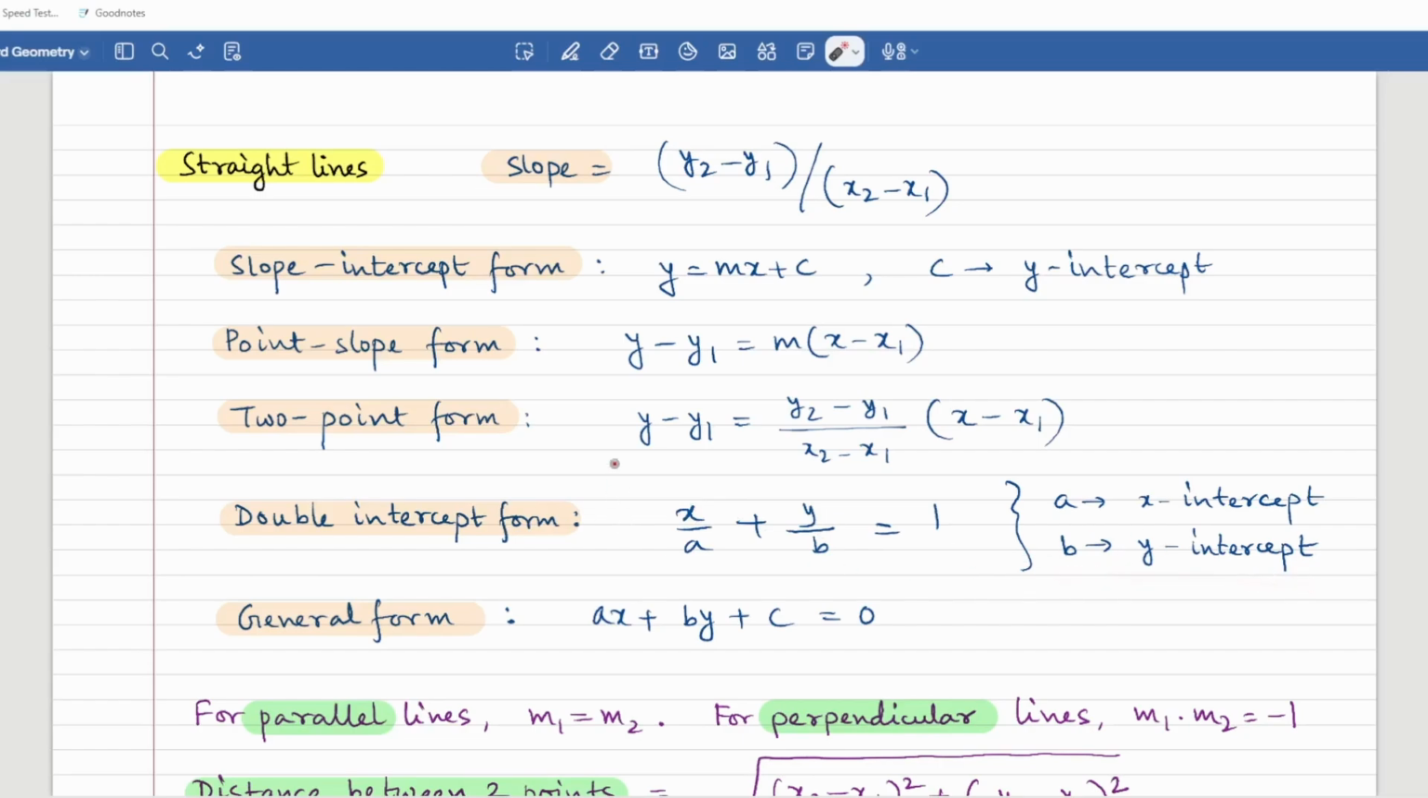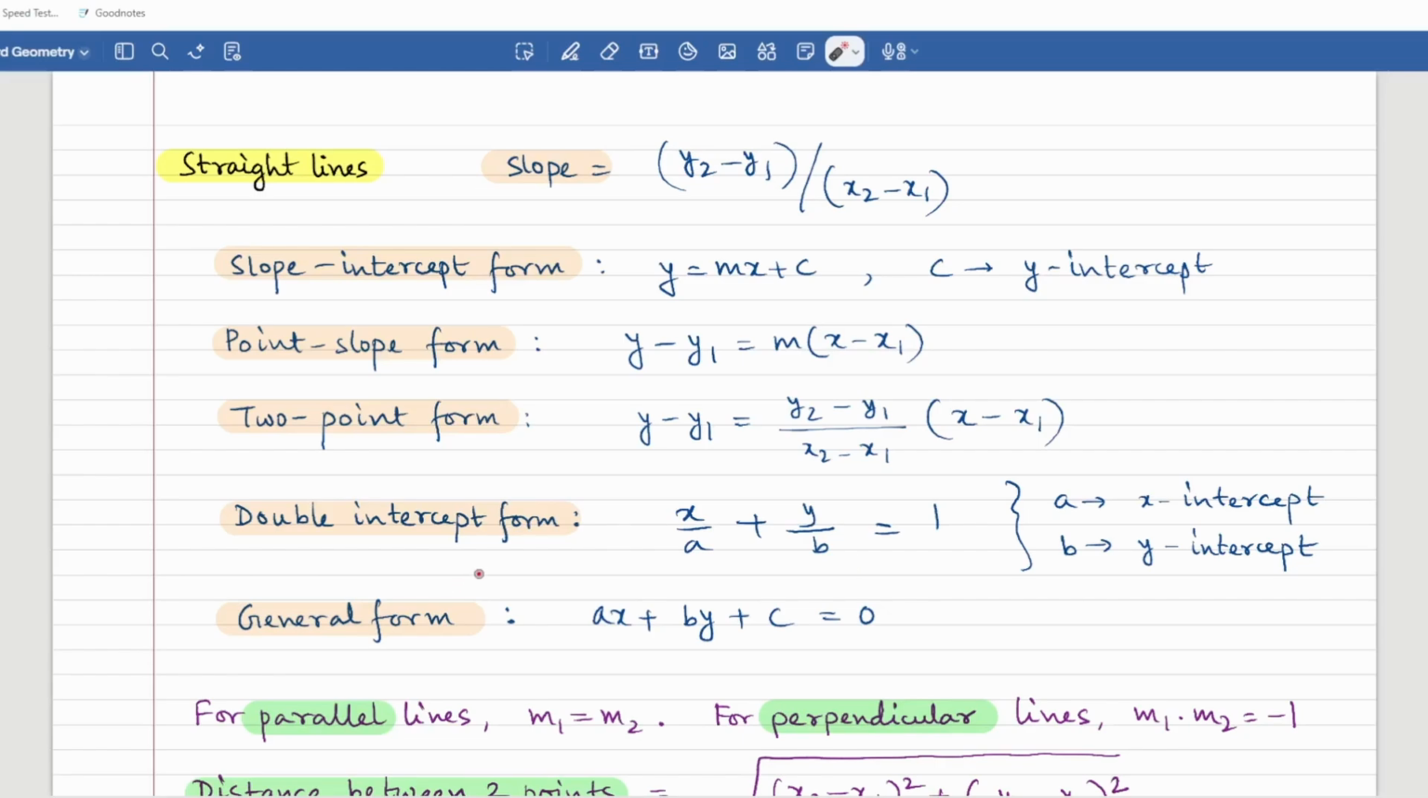the y-intercept. The general form of a straight line is given as ax plus by plus c equals 0. You will observe this when we solve simultaneous equations. In the section of linear equations in two variables, you must have seen that the simultaneous general equations are given as a1x plus b1y plus c1 equals 0 and a2x plus b2y plus c2 equals 0.